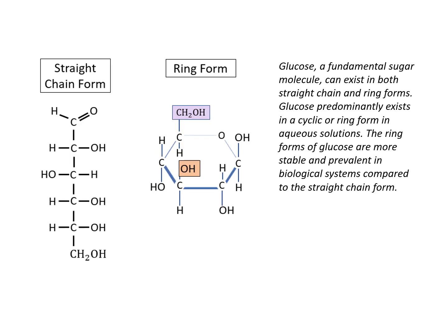This image shows two forms of glucose, a fundamental sugar molecule. Glucose can exist as both a straight chain and a ring structure. However, in aqueous, or water-based, solutions, glucose predominantly exists in its ring form. That's because the ring structure is more stable and far more common in biological systems, where glucose plays a central role in energy metabolism. So while the straight-chain form is important for understanding how glucose behaves chemically, it's the cyclic form that's most relevant in living organisms.